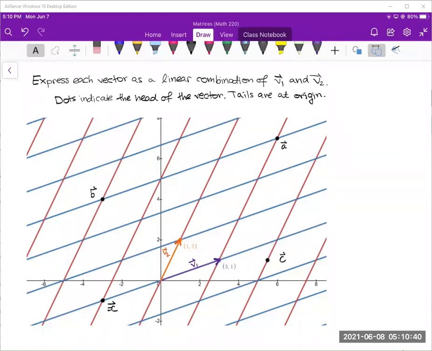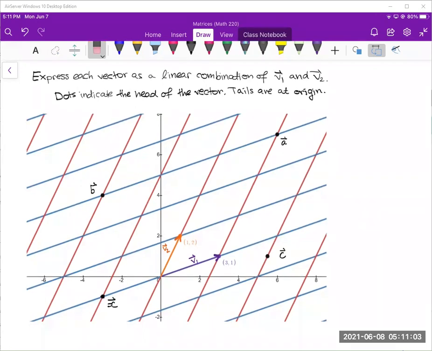But we're leaving out the full line segment just to make sure that our page doesn't get too cluttered. Okay, but when you see the dot, that's going to be the head of our vector. So we want to write each of these vectors as a linear combination of the vectors v1 and v2. So let's take a look at this.